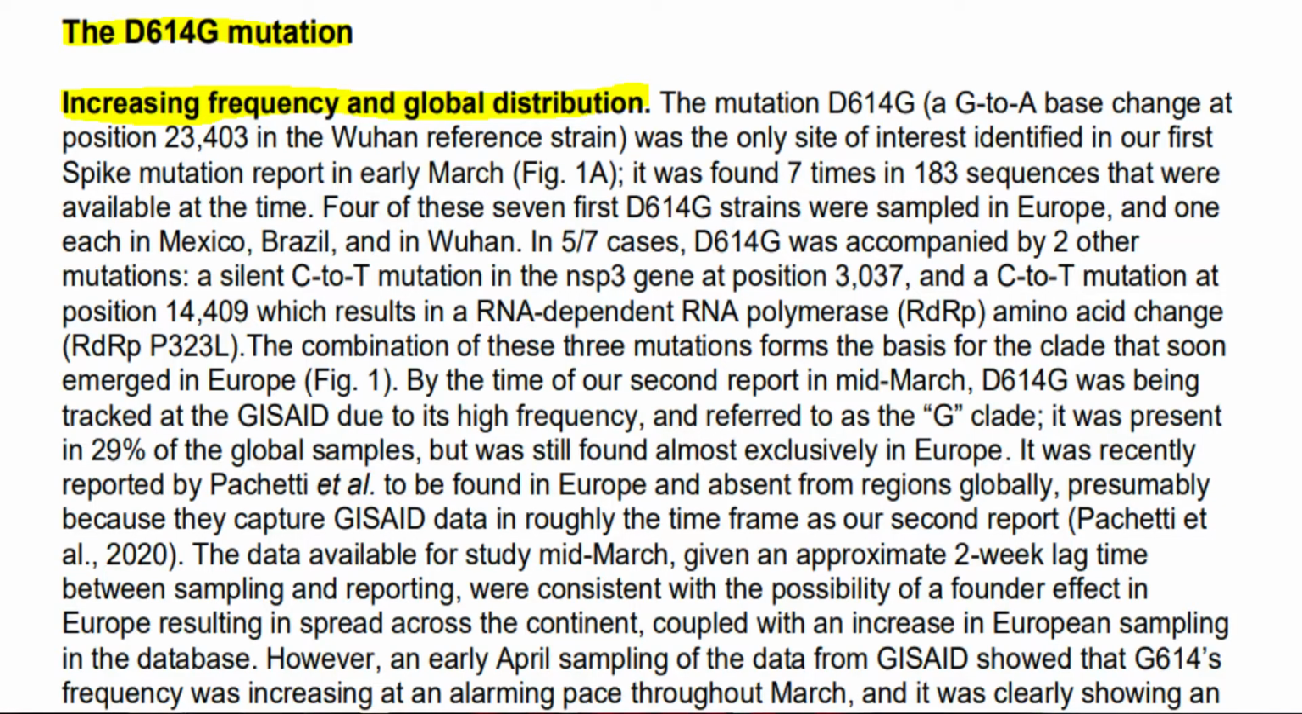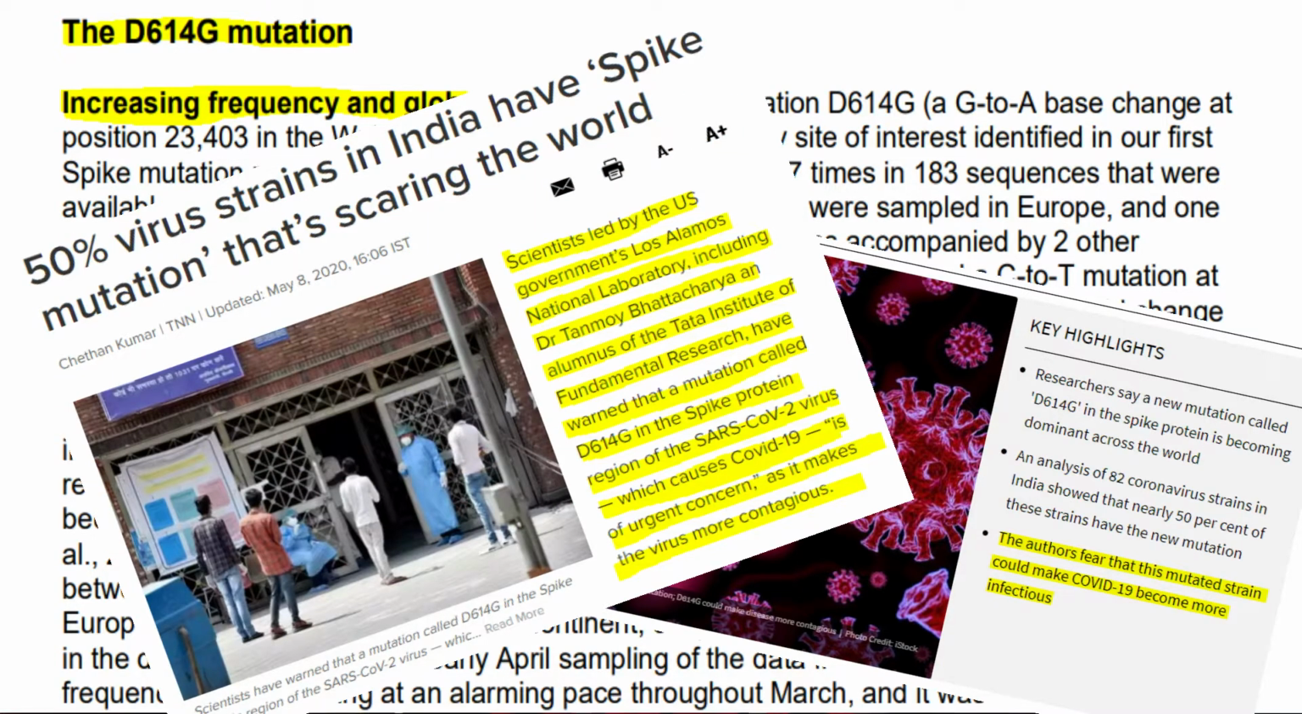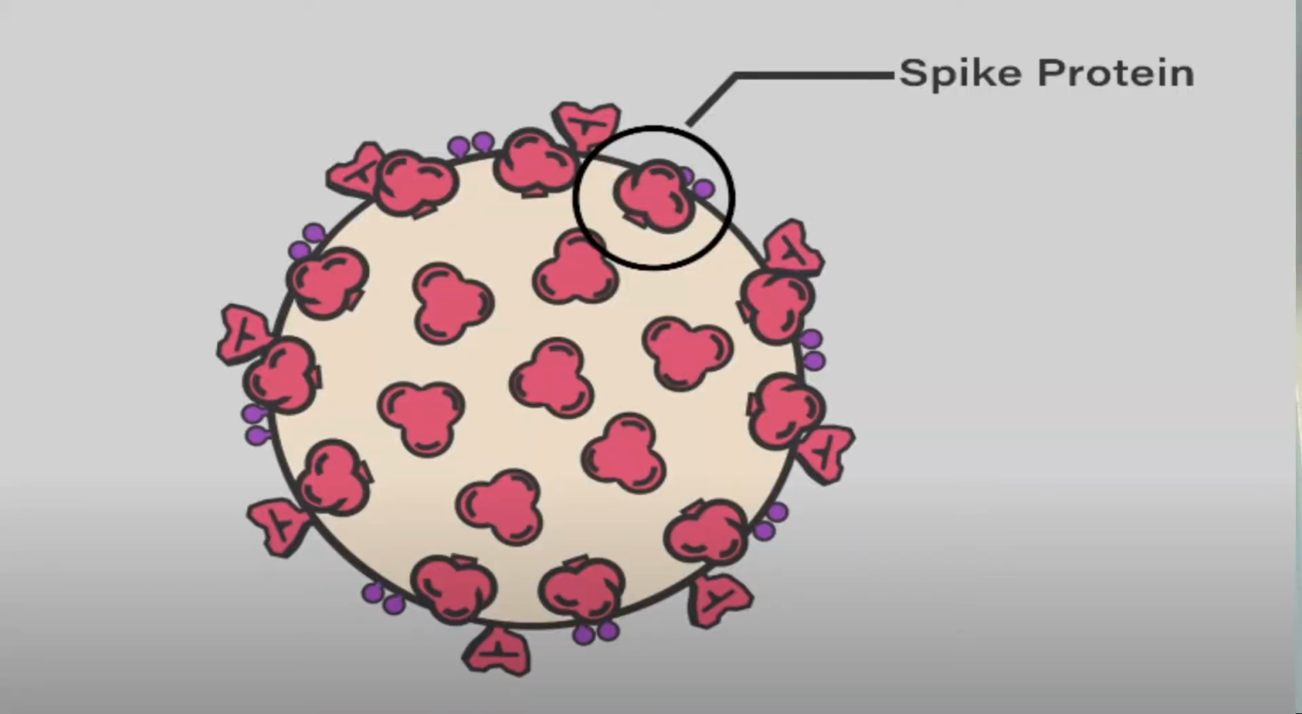Researchers say a new mutation called D614G in the spike protein is becoming more dominant across the world and is more infectious. The mutation in the spike protein can be more effective for the virus and make it more active, because it is from the spike protein that the virus is able to infect human cells and replicate in our body. D614G is just a name given by the researchers to the mutation.